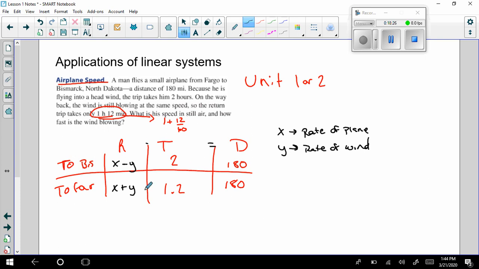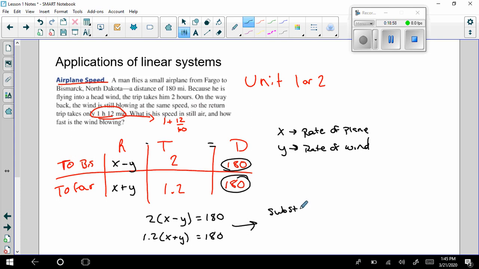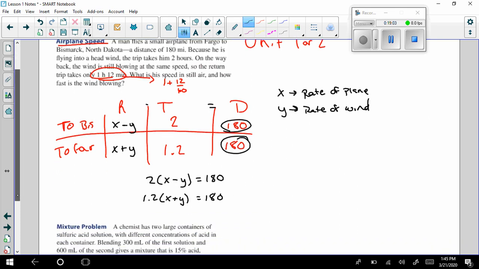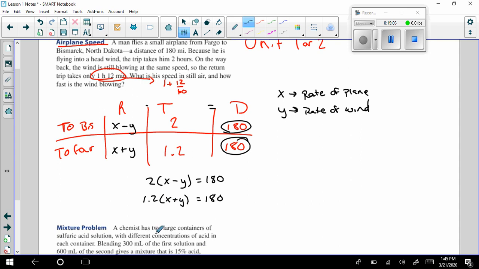Remember, rate times time equals distance. And because they are both the same distance, we can set these equations equal to each other. So 2 times (x minus y) is equal to 180. And 1.2 times (x plus y) is also equal to 180. So for this one, you can use substitution or elimination, but distribute and solve. I would probably still use elimination.